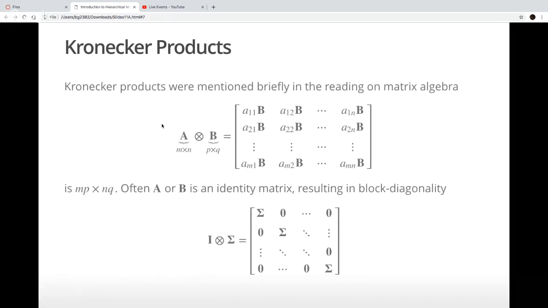Okay, so one little piece of math before we can move on, which is Kronecker products. It was talked about a little bit in the reading, but this is another way, besides scalar product and matrix product, to think about multiplication from a linear algebra perspective. The Kronecker product is indicated by an X in a circle. It's defined for any two matrices. They can have whatever sizes.